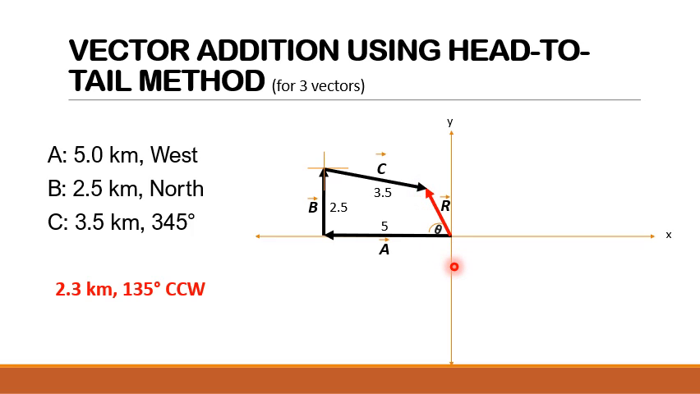Now, to draw the resultant, coming from the origin going to the arrowhead of the last vector. When measured, that's 2.3 kilometers, 135 degrees CCW. CCW stands for counterclockwise. So meaning the angle is measured from the positive x going to that location.